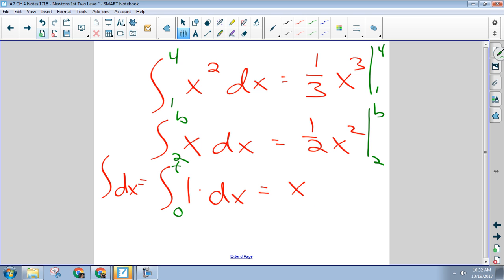So, between 0 and t, so I'm going to get t, x is t, minus x is 0. Good? Did that help? A lot, actually. Good. Everybody good? Any questions?